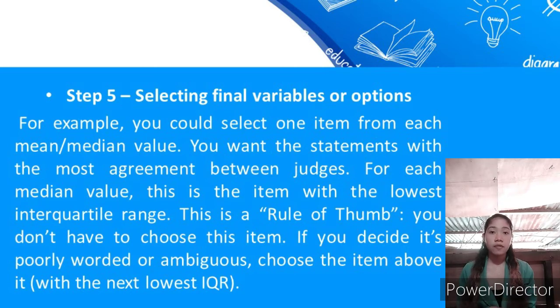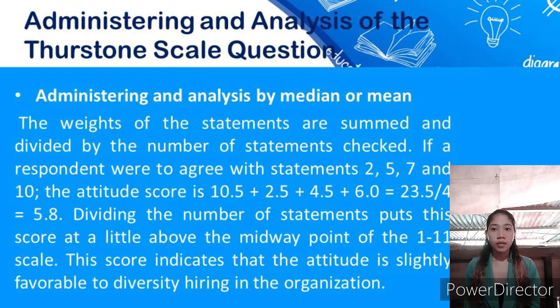This is a rule of thumb. You don't have to choose this item. If you decide it's poorly worded or ambiguous, then choose the item above it with the lowest interquartile range. After deriving the final questions, let us proceed to the administering and analysis of the Thurstone scale question.